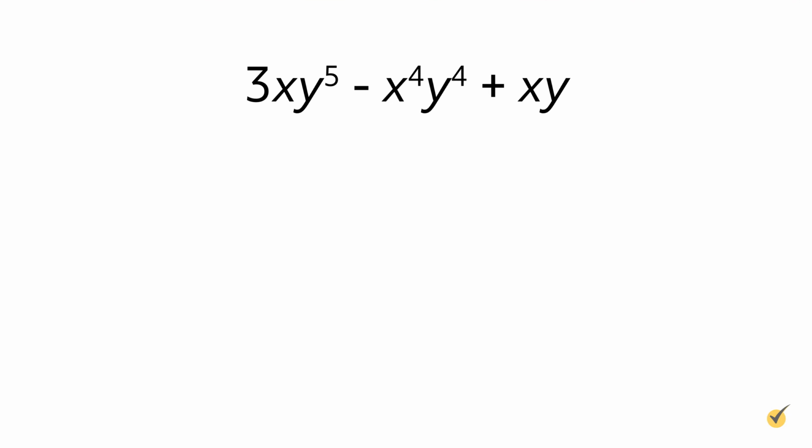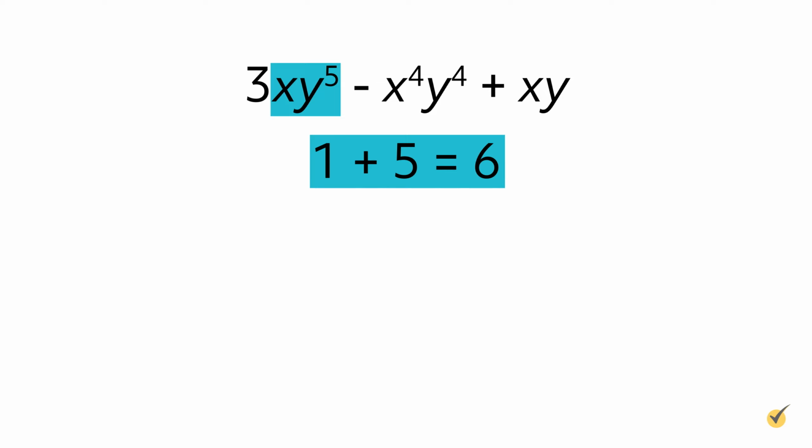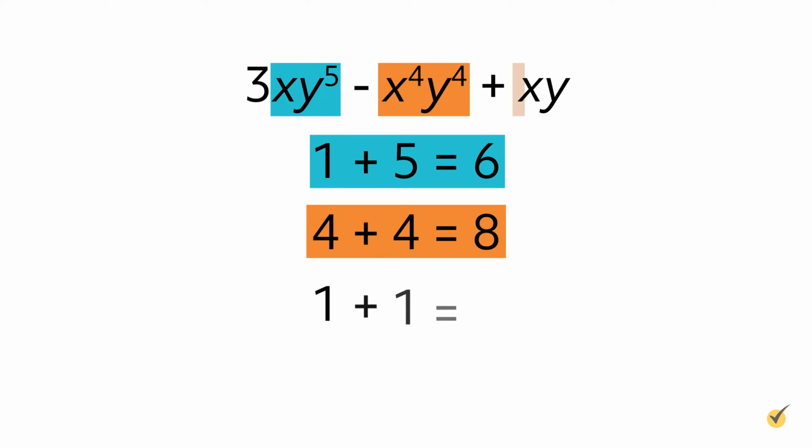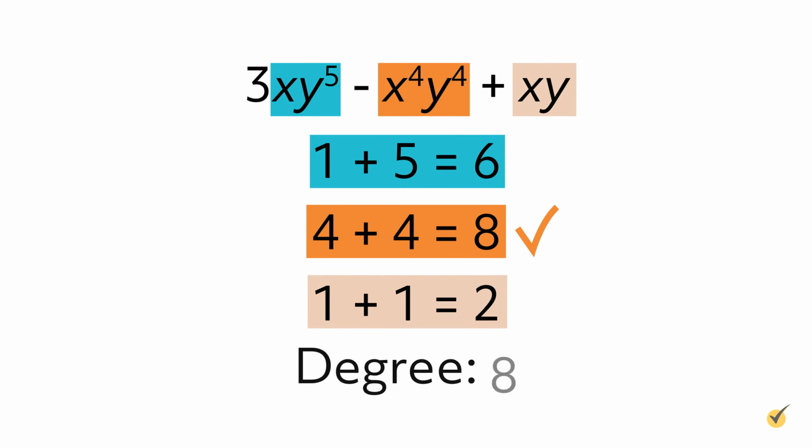For polynomials with multiple terms, we need to determine the degree of each term and then locate the highest degree. In the multivariate polynomial 3x y to the 5th minus x to the 4th y to the 4th plus xy, we can see that the degree of the first term is 1 plus 5, or 6. The degree of the second term is 4 plus 4, or 8. And the degree of the last term is 1 plus 1, or 2. Out of these, 8 is the highest. As a result, the degree of this polynomial is 8.